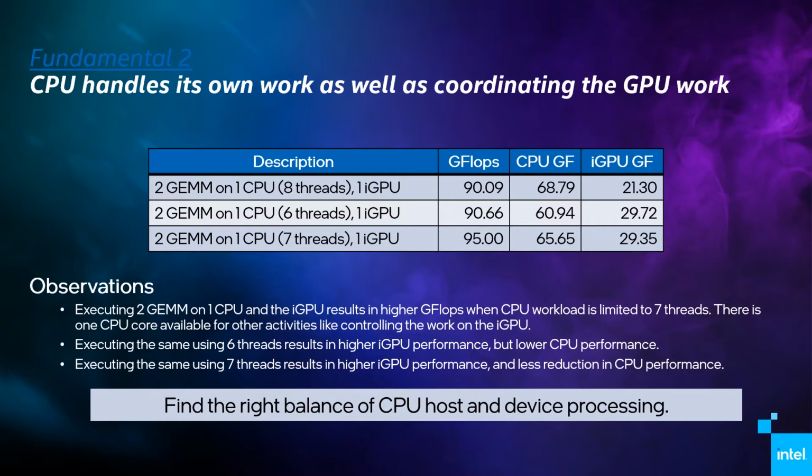And so the call out here is that when you're deciding how to distribute the work between the CPUs and the GPUs, you want to find the right balance of CPU host and device processing. There are other things the CPU needs to do, and so you don't want to use all of the CPU for compute side processing.